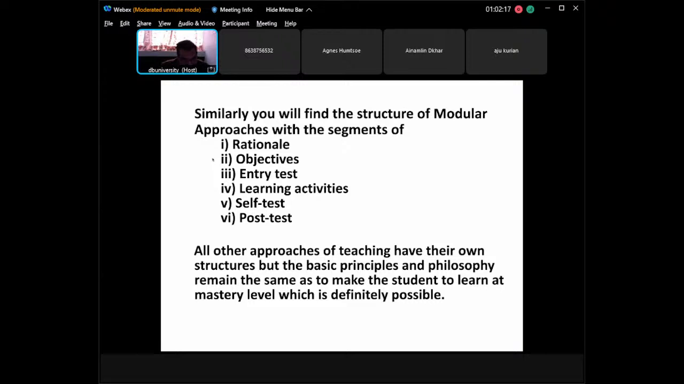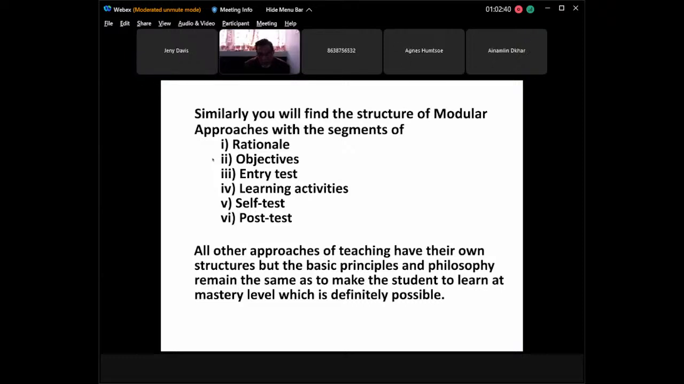Teachers can have their own approach by taking into account the assumptions and these segments of instructional technology. It's not that what Fred Keller has given is final. It's not that what CAI, computer assisted instruction, has been is final. It is just an order which you are to make. As a teacher, you can create your own model, you can create your own approach of teaching.